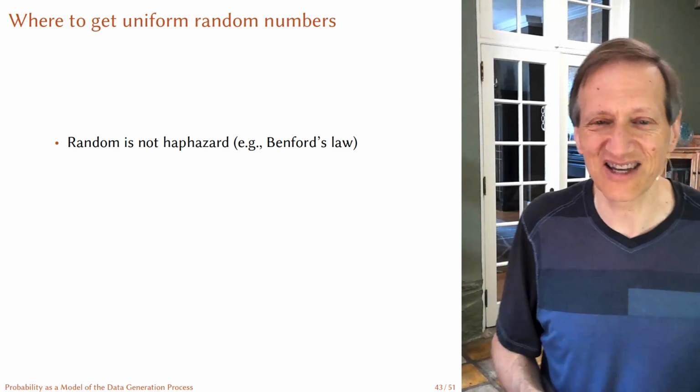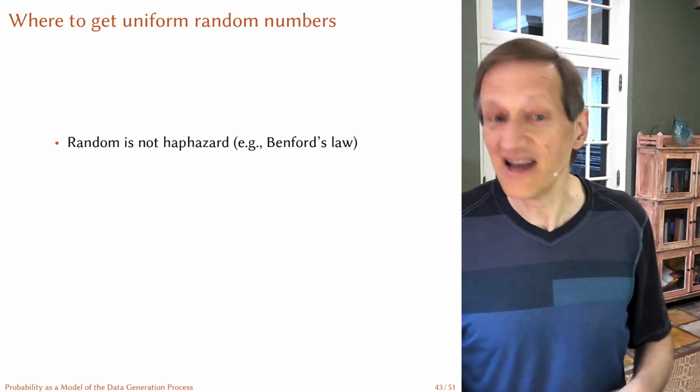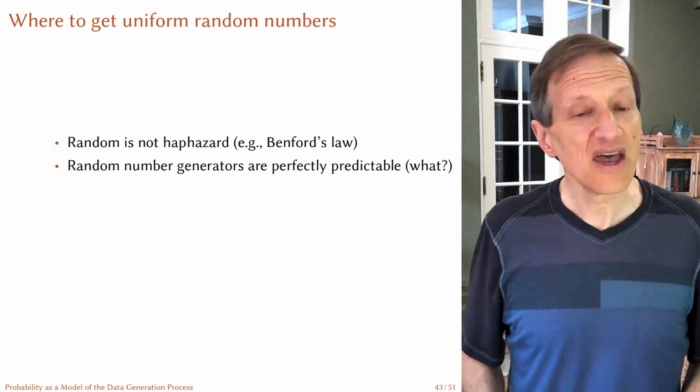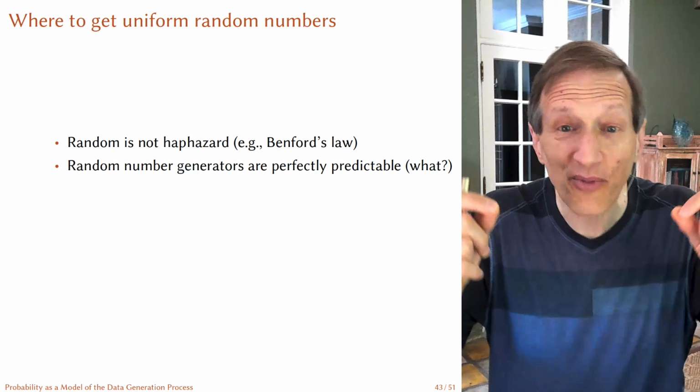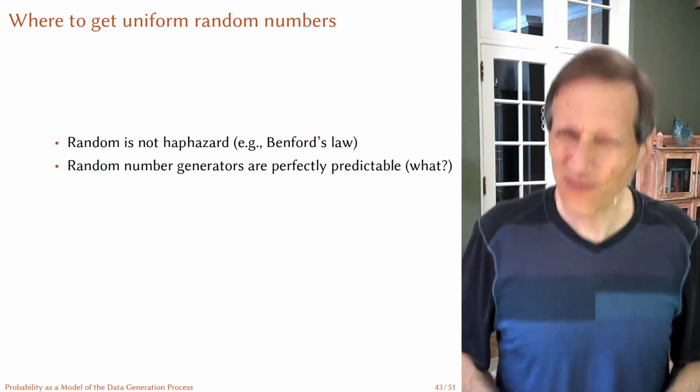It's potentially indicative, and so it is actually used for that. Okay, so you can't make them up. So where do you get these things? Well, you get them from random number generators. But wait a second, random number generators are perfectly predictable. What? What does that mean?